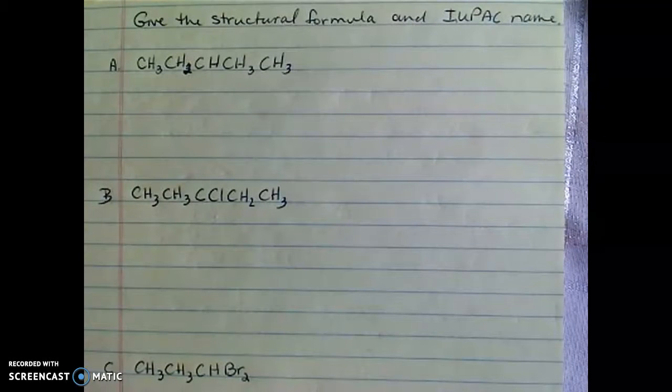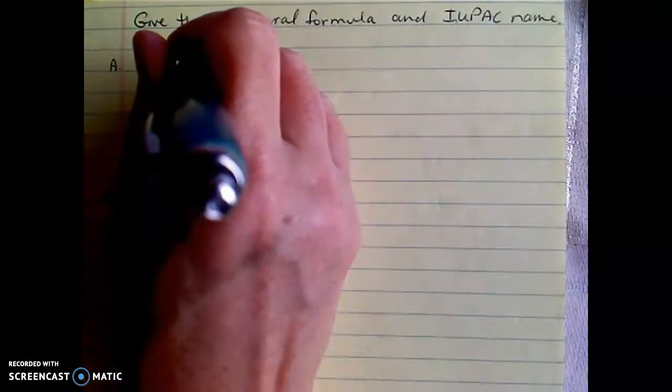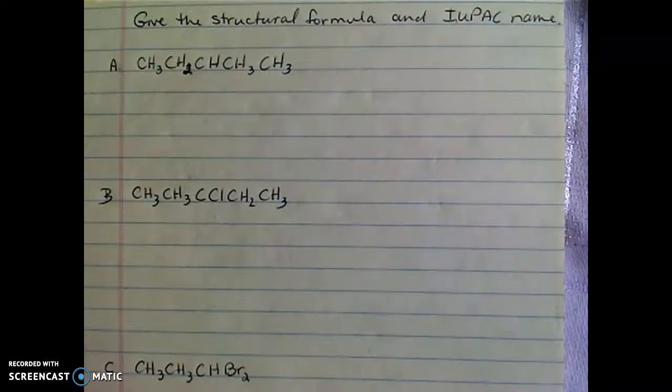Let's practice some drawing of structures and naming using the IUPAC system. This is the compact way of writing a structure, and in order to name it, you're going to need to see it written out completely. So you need the full structural formula.